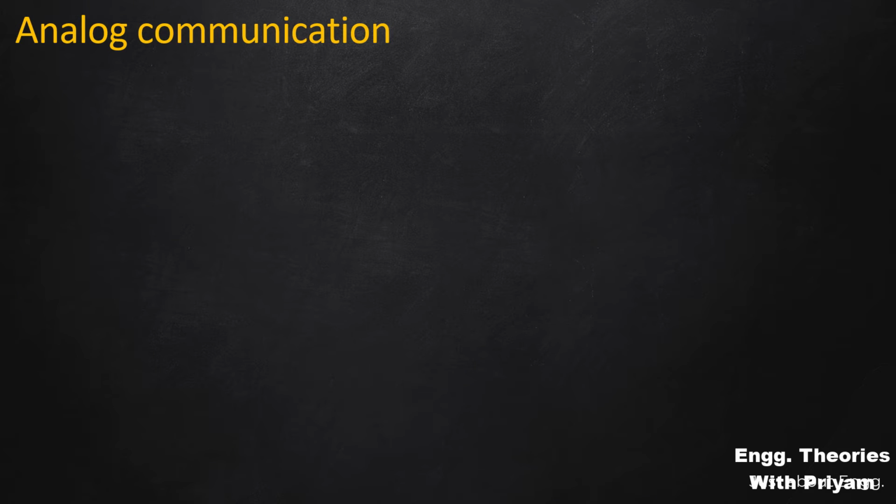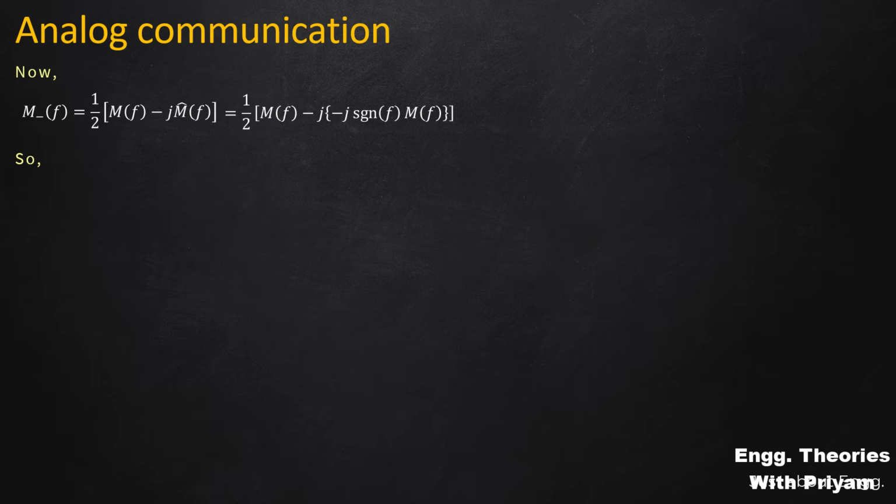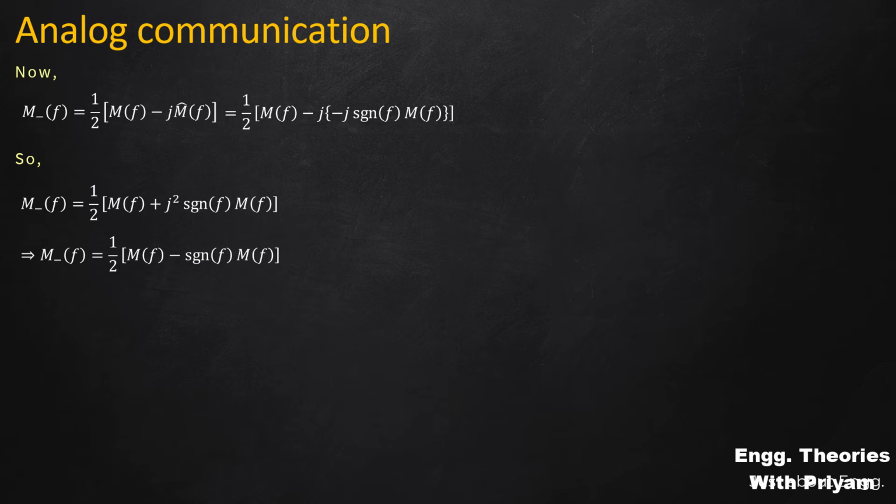Capital M minus of f can be expressed as half into capital M of f minus j into M cap of f, which can be written as half into capital M of f minus j into minus j signum of f into capital M of f, which can be written as capital M minus of f is equal to half into capital M of f plus j square into signum of f into capital M of f. This j square has a value of minus 1, so we can write capital M minus of f is equal to half into capital M of f minus signum of f into capital M of f.